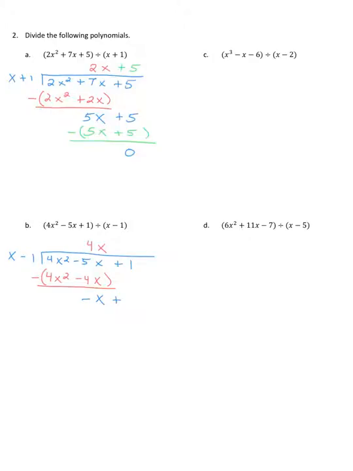And then I'll bring down the 1. Okay, so the goal is I want a negative x down here. And I have to multiply x by something to get a negative x. And there's only one choice that works out perfectly, and that is multiply it by negative 1. Negative 1 times x is negative x. And negative 1 times negative 1 is positive 1. So we get negative x plus 1.